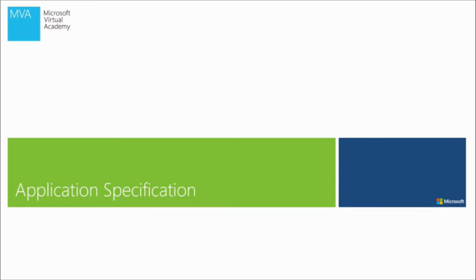All right. So next, we'll take a quick look at an application specification. Now, sometimes these are called functional specifications. There are different names for them. But again, this is a part of a process. This is a part of the software development lifecycle process we just explained.